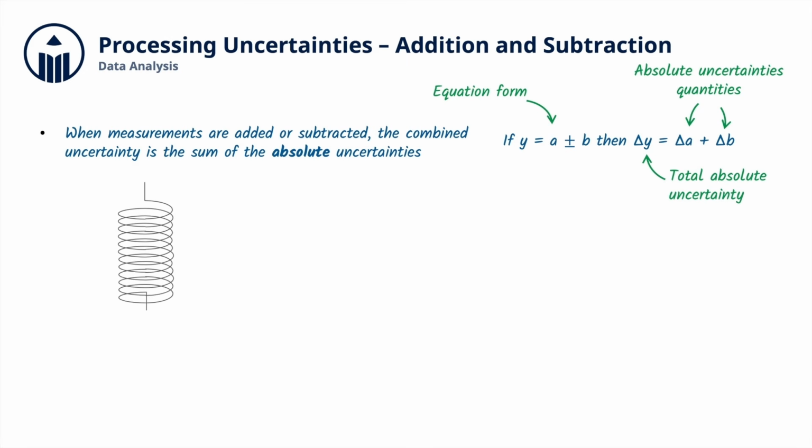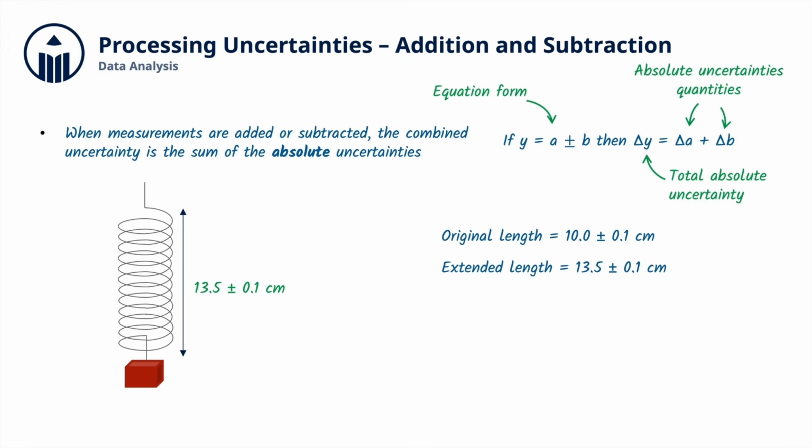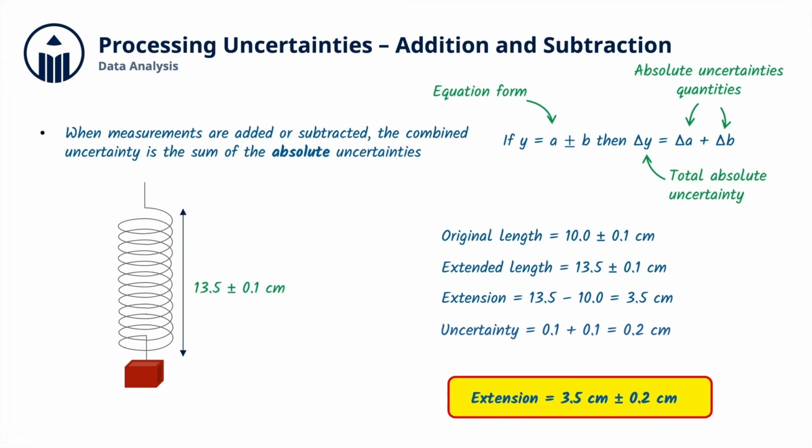Here is the spring, with length 10 plus or minus 0.1 centimeters. When a mass is added, the spring extends to become 13.5 plus or minus 0.1 centimeters. The extension of the spring is the extended length minus the original, 13.5 minus 10, which is 3.5 centimeters. The uncertainty, however, is still the sum of the uncertainties in each reading, so this is 0.2 centimeters. The extension is therefore 3.5 plus or minus 0.2 centimeters.